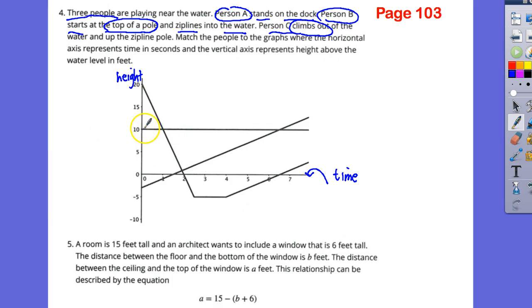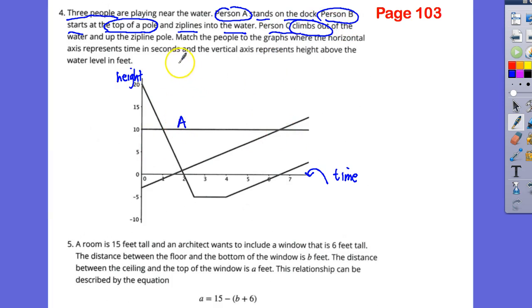So the height is not changing. Time passes by, he's just standing over there, so the height is still the same. That means this line here is person A, because the height is not changing.